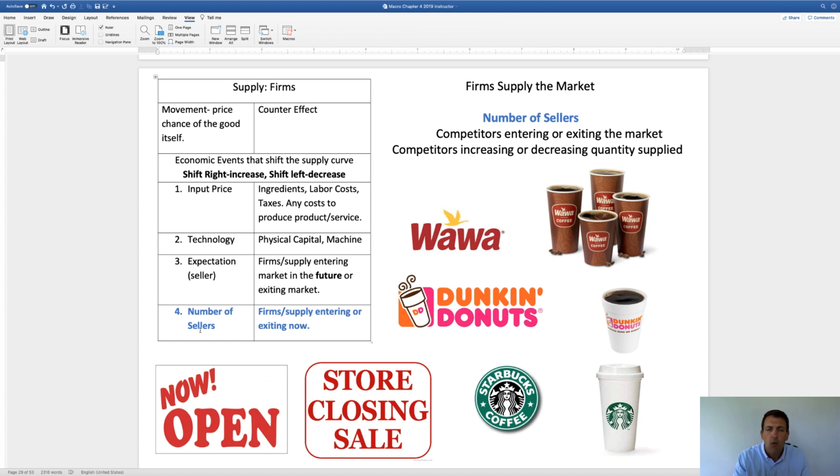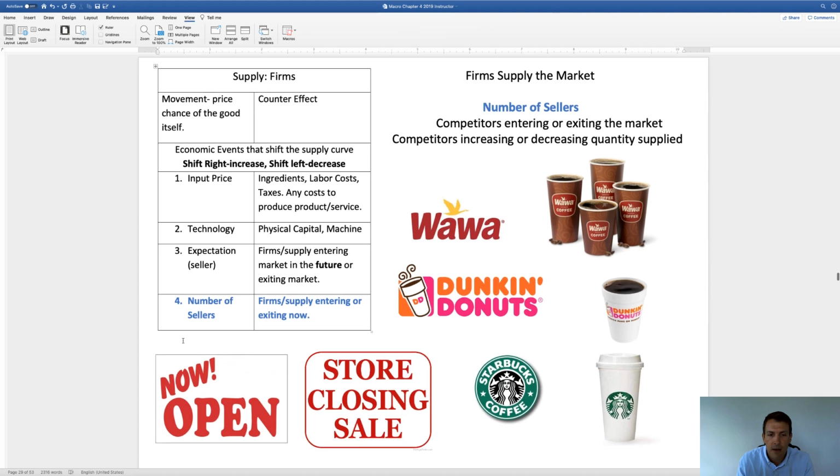So again, what type of companies supply coffee? Obviously, we have Wawa, but competitors would be Dunkin' Donuts, Starbucks, and maybe some local mom and pop type of coffee shops. Maybe you'll start your own business based on economics. You'll be really successful when you think about your professor as a consultant.